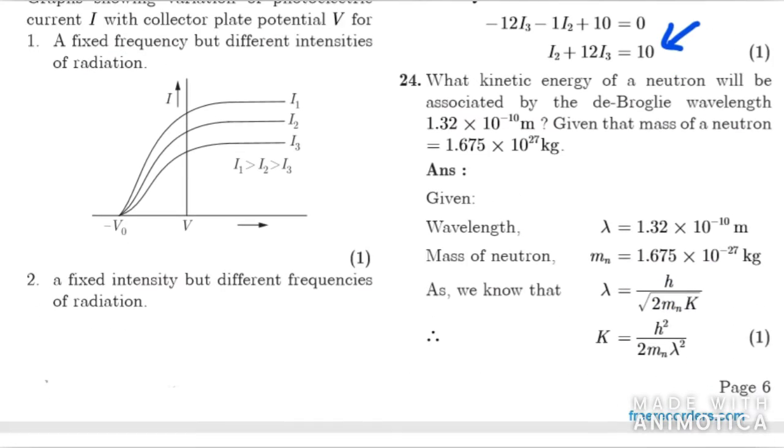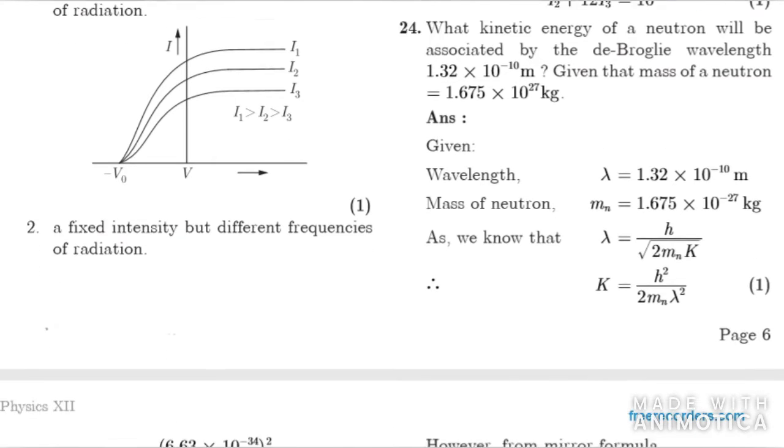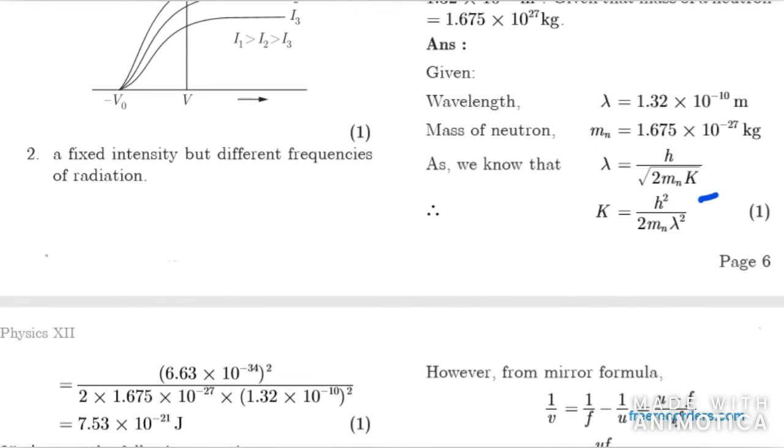Question number 24. It says what kinetic energy of a neutron will be associated with a de Broglie wavelength of 1.32 into 10 raised to power minus 10 meter. Mass of neutron is given. We need to find the kinetic energy. So we can find it by using the wavelength formula, that is h over under root 2 mn K. Changing it in terms of K, we get h square over 2 mn lambda square. So putting all the values, you will get the value as 7.53 into 10 raised to power minus 21 joule.